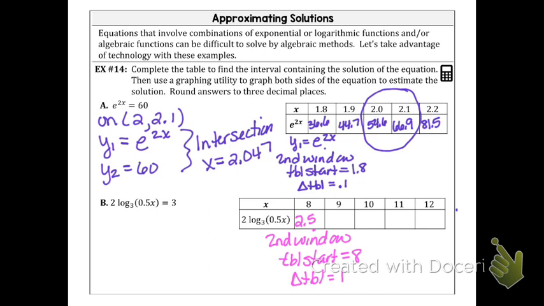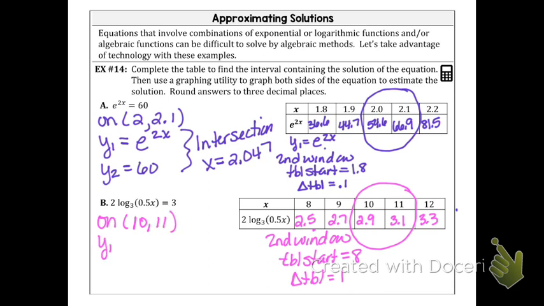9 is 2.7. 10 is 2.9. 11 is 3.1. And 12 is 3.3. And I'm looking for where it's going to equal 3. So I can see that it's going to be 3 in between 10 and 11. So it's going to be on the interval from 10 to 11.